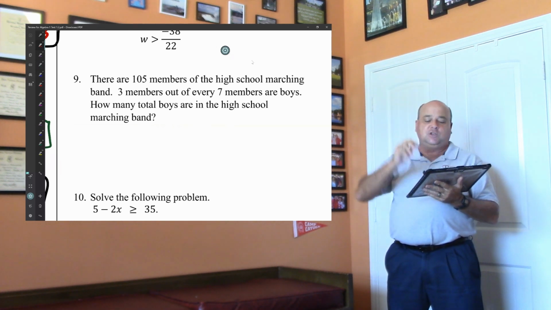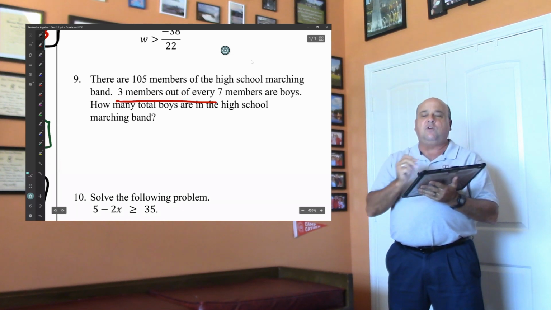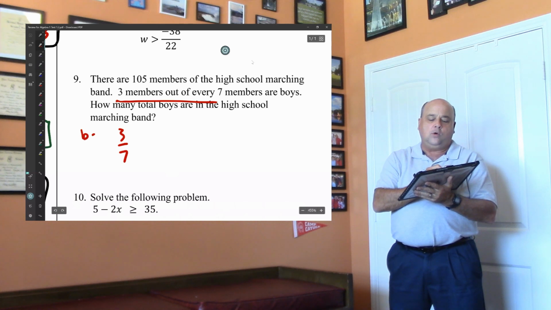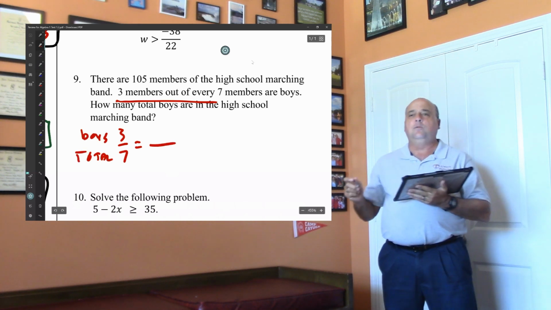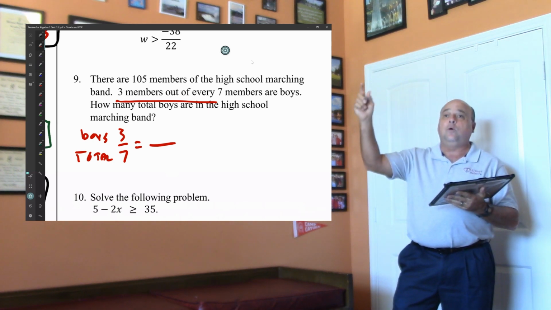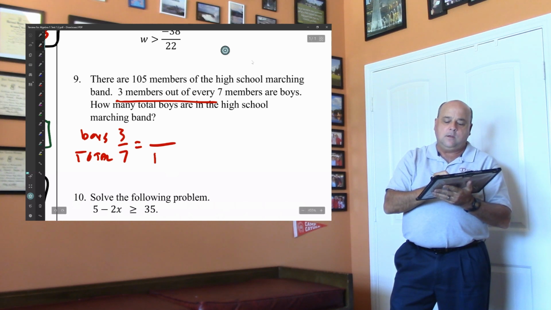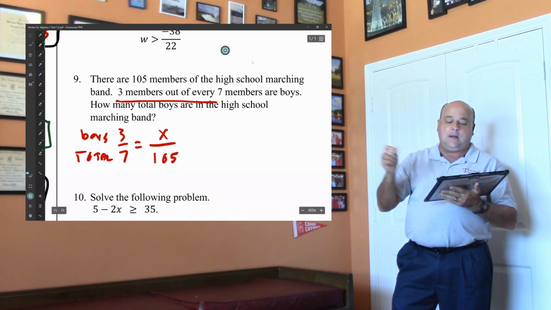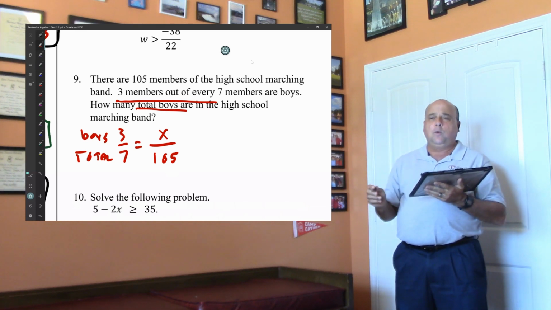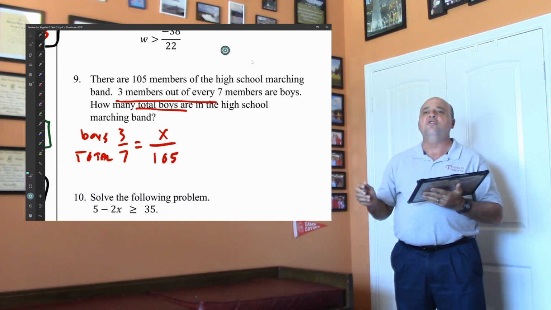So let's make our first fraction. This would be our first fraction here, wouldn't it? So put 3 over 7. 3 are boys out of the total, right? Now then, draw another fraction bar. We got to find out where that 105 goes. The 105 wouldn't be the number of boys, it's the total. And then our x would be how many boys, which is what we want, don't we? So we want the number of boys in the band, okay?